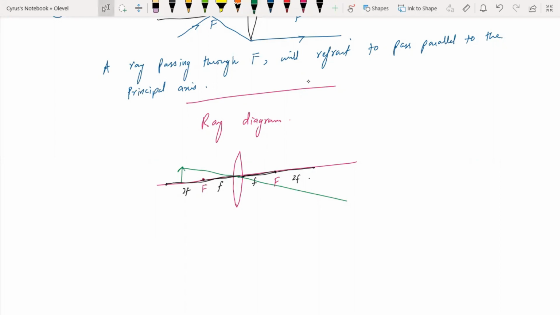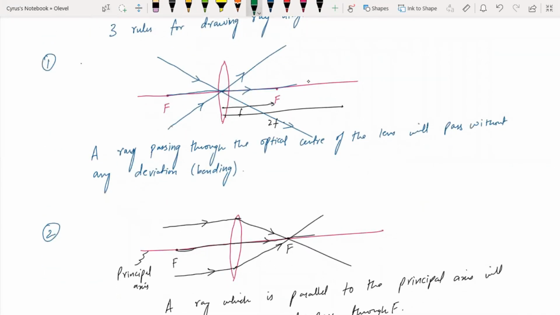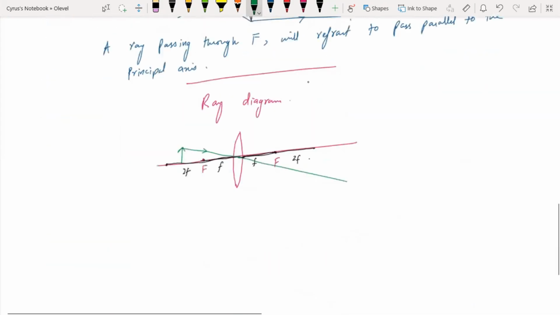रूल नंबर 1 अप्लाई किया कि अगर आपके पास ये ऑब्जेक्ट है और एक कोई रे है जो ऑप्टिकल सेंटर से पास कर रही है तो वो बिल्कुल स्ट्रेट चली जाएगी विदाउट एनी डिविएशन. अच्छा, रूल नंबर 2 अगर आप देखें यहाँ पे, रूल नंबर 1 तो ये होगा, ठीक है. रूल नंबर 2 अगर आप देखेंगे कोई अगर रे पैरेलल है प्रिंसिपल एक्सिस के तो वो एफ से पास करेगी. अगर वो पैरेलल है तो इट्स गोना बी लाइक दिस.